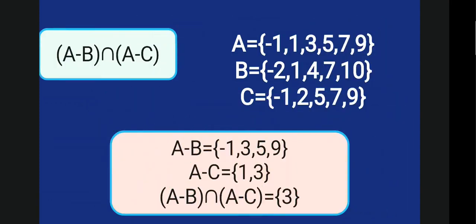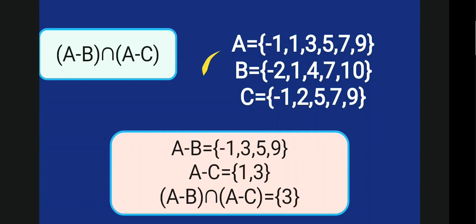Now come to the right-hand side. The right-hand side is (A minus B) intersection (A minus C). First we should calculate A minus B, and we are doing subtraction. From the sets A and B, cancel the common elements. What are the common elements? 1 and 7. So the remaining elements are minus 1, 3, 5, 9. 1 and 7 are the common elements in the sets A and B.